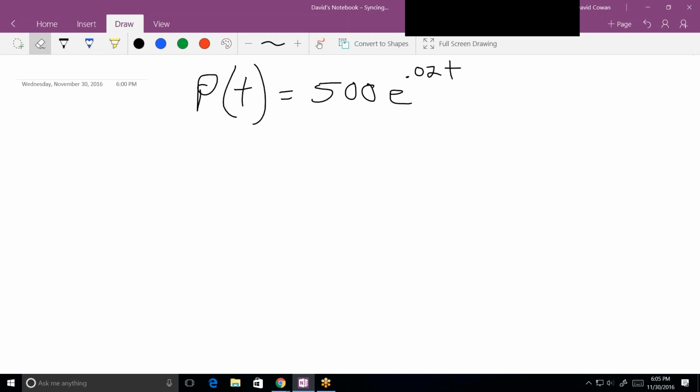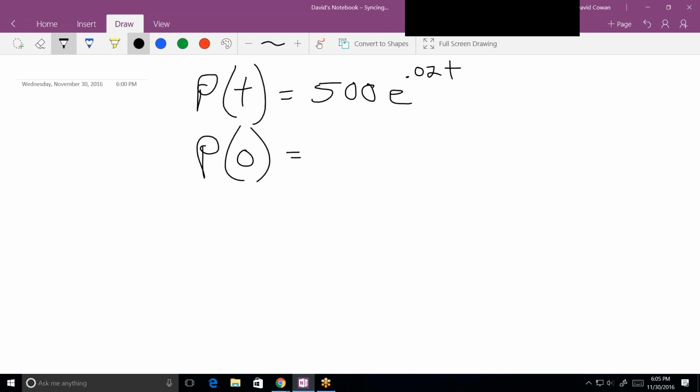All they've given us here is the beginning amount, which is 500, and the rate of growth, which is 0.02 or 2%. So now what's the question? There's multiple parts, and the first one says determine the number of insects at t equals 0 days. Let's make sure you know how to write that. That means, what is P of 0 equal to?